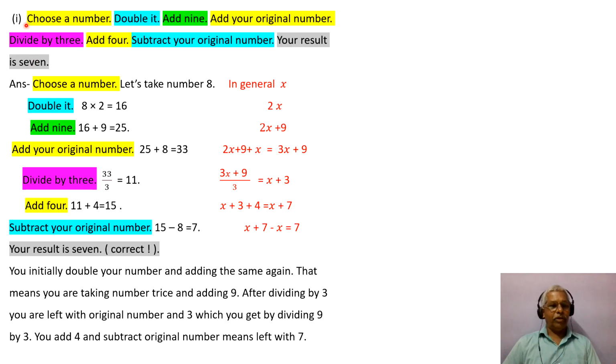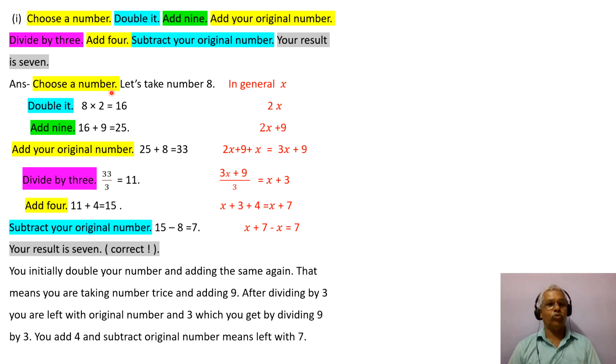So first one, interesting. Choose a number. We will read all these operations first, and then we will tackle them one by one. Don't get confused by all these operations. So choose a number, double it, add 9, add your original number, divide by 3, add 4, subtract your original number. Your result is 7. Okay, answer, we'll take one by one.